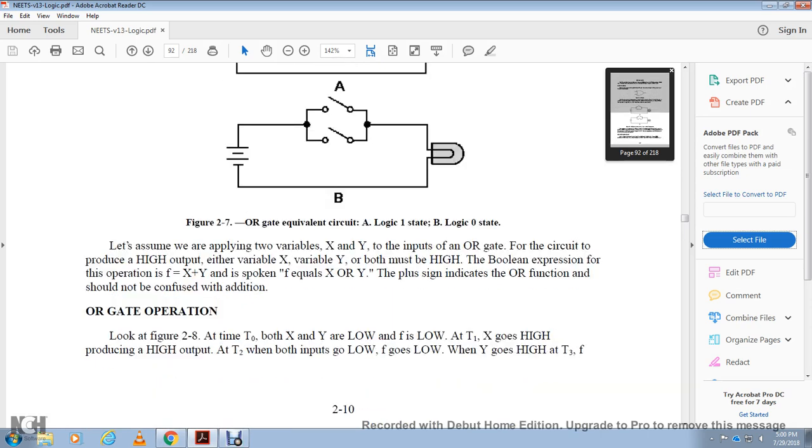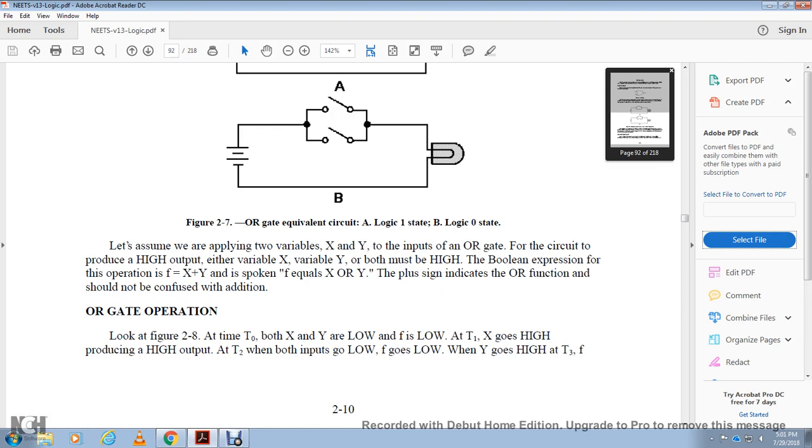Let's assume that we are applying two variables, x and y, as the inputs for the OR gate. It produces a high output when either x or y is high, or both. The Boolean expression for the operation is F equals x plus y, or F is equal to x or y. The plus indicates the OR function, but this should not be confused with addition.